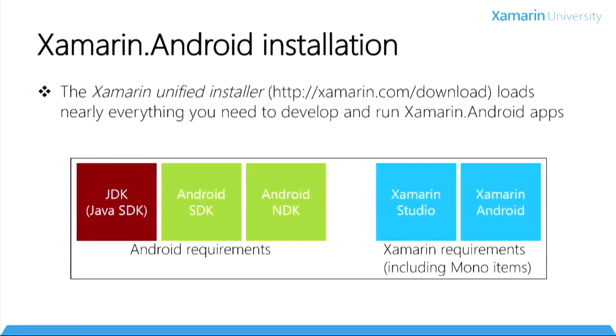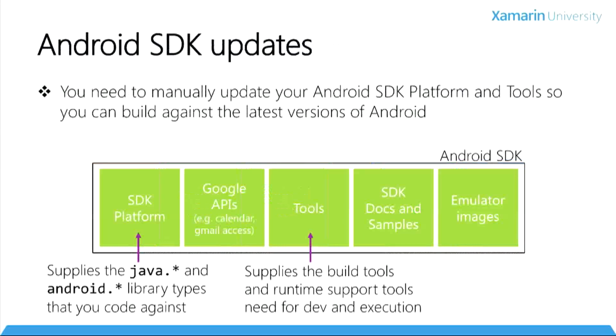So all the stuff we talked about, your initial setup is quite painless because the Xamarin Unified Installer puts not only the Xamarin tools, but all the prerequisite stuff like the JDK, the Android SDK, and so on, onto your development machine. So it's not the initial installation that's tricky, it's keeping stuff up to date. And of all the pieces, the thing that's the most necessary for you to do manual updates for is the Android SDK.